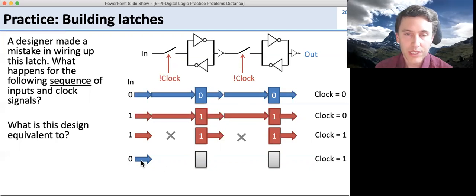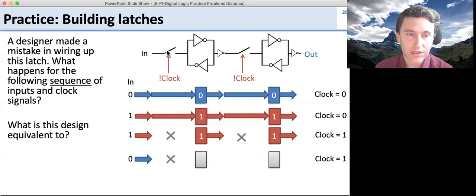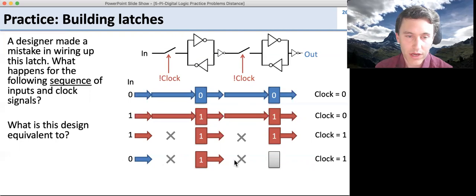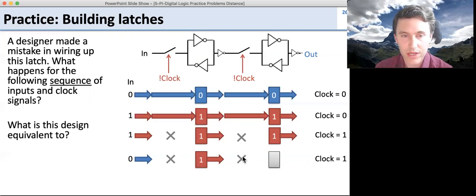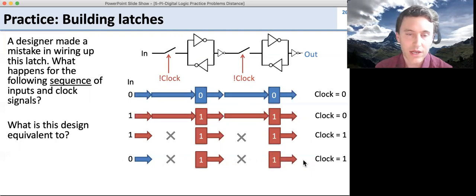Now we change our input to 0. What happens there? Well, again, it doesn't go in because this gate here is open, so the signal can't get in. So we keep our 1 in there, and it keeps outputting it. The first one doesn't do anything because it's not connected, but the second one outputs it.